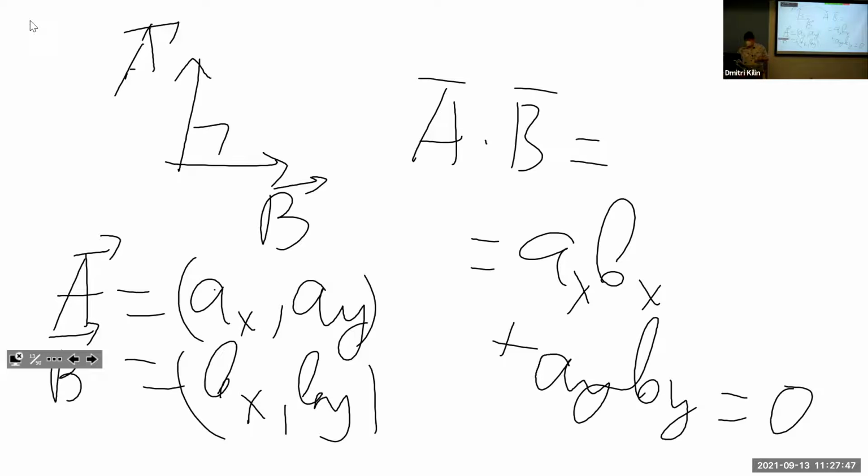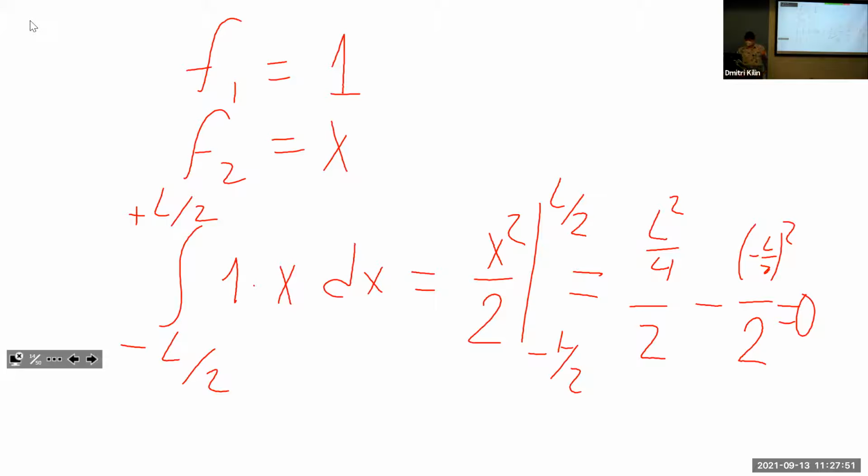This is a little counterintuitive, but let me show a very simple example. Suppose we have the first simplest functions, just constant and linear. And then we want to multiply these functions and integrate either from minus infinity to plus infinity or put more specific numbers. So the integral of x is x squared over 2, right?